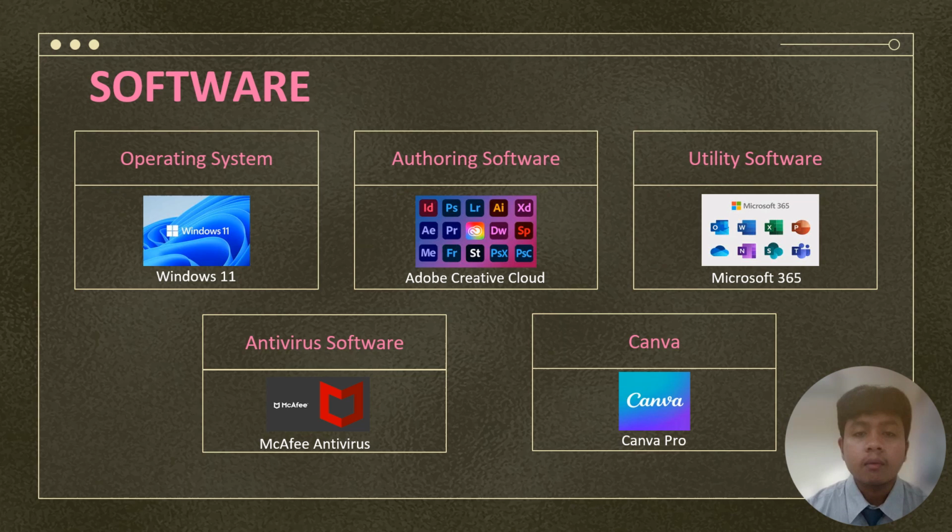Therefore, Windows 11 can be said to be a suitable operating system that no one can consider because it can do various things at the same time, such as completing her assignments while watching movies through the various tabs. For authoring software, we have chosen Adobe Creative Cloud for now on.